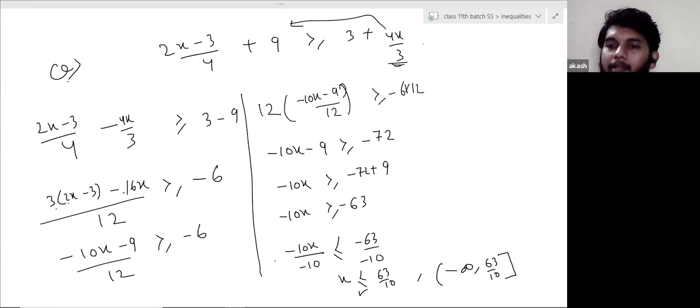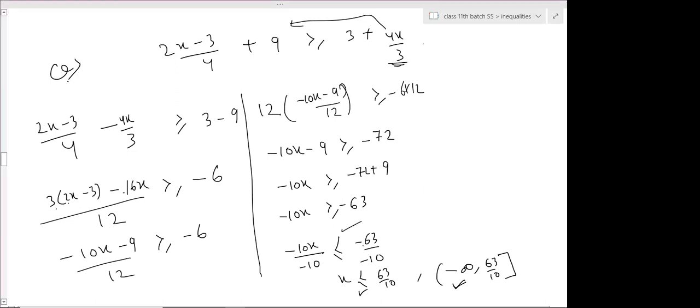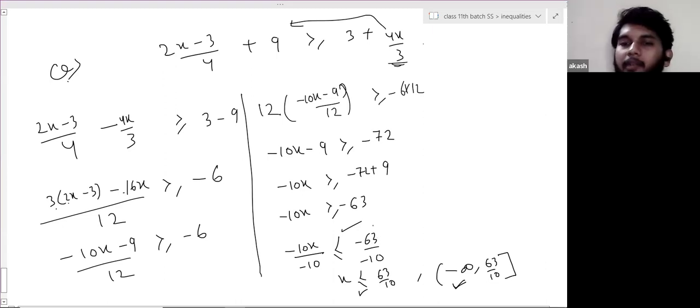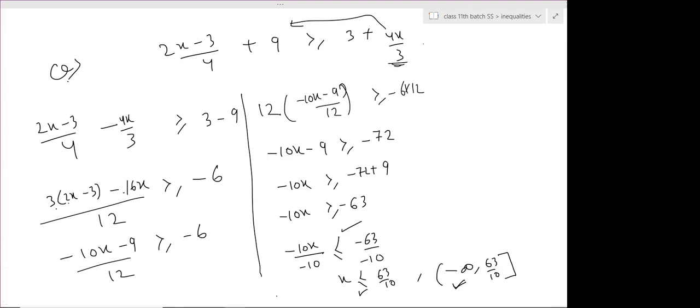Always write the number that is less on the left and the greater on the right. Fahad, did you get your mistake? Yes, you did not change the sign here. This is very important. Whenever dividing or multiplying by a negative number, the sign will always change. Please remember this. All right, write it down. The next question.